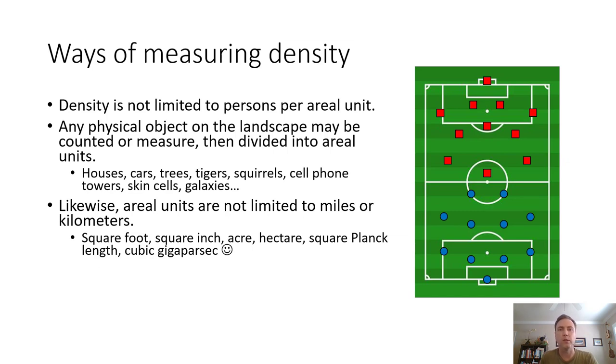Density is not limited to persons per aerial unit. You can also measure other things. So any physical object on the landscape may be counted or measured, then divided into aerial units. So my examples here are maybe houses per square kilometer, houses per square mile, houses per block, cars, maybe cars per parking lot, cars per parking space, should be a one-to-one, right? Trees, so trees per acre, tigers, maybe in a nature preserve, tigers per square kilometer, whatever, squirrels per tree, cell phone towers per block, skin cells per square inch, galaxies per cubic gigaparsec. I just like to throw that one out there.